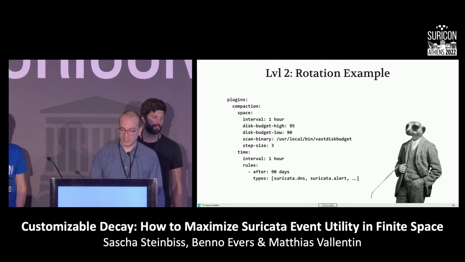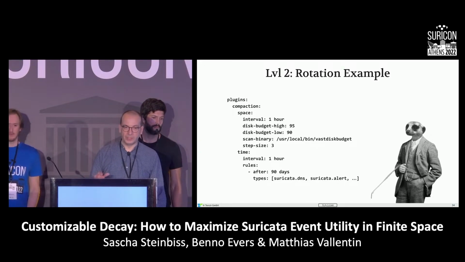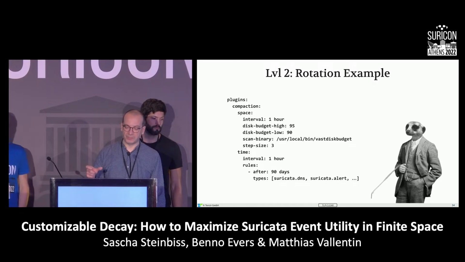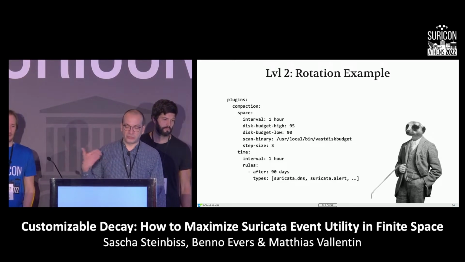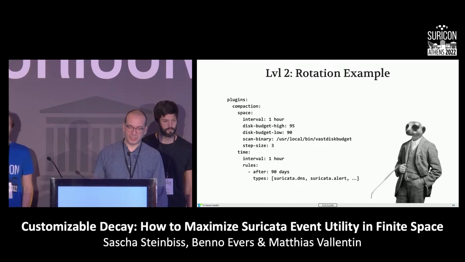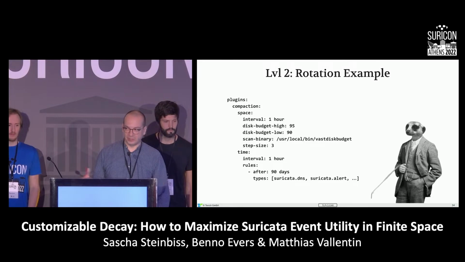So we can see that we have space-based compaction, where the disk budget that's currently used is determined by a given binary. That binary gets executed and gives you a numeric value, and it's checked whether this value fits into the disk budget, high and low value, and that's checked each hour. And if that's the case, we're going to remove old data. There's also a time-based constraint here where each hour we check if, for example, a given set of types, such as Suricata DNS data, alerts, and so on, are older than 90 days, and if so, they are deleted.